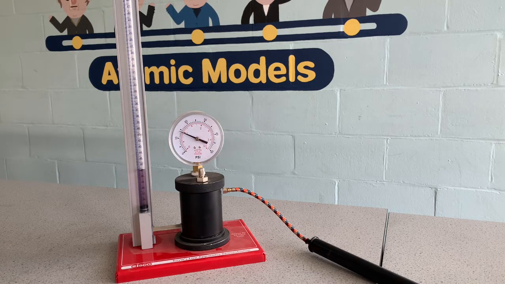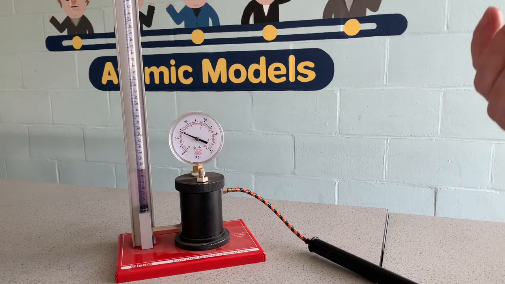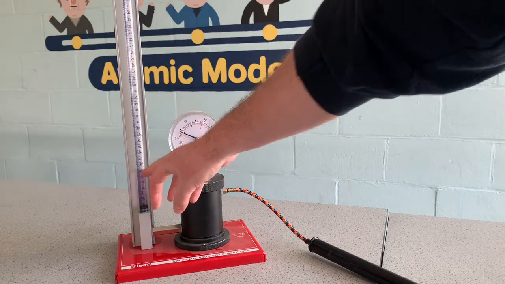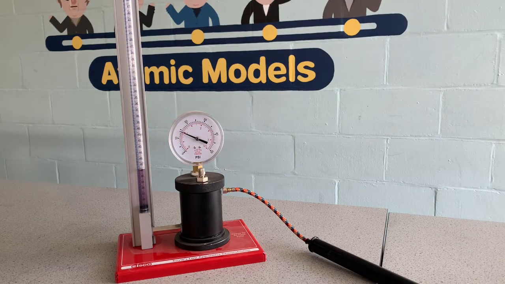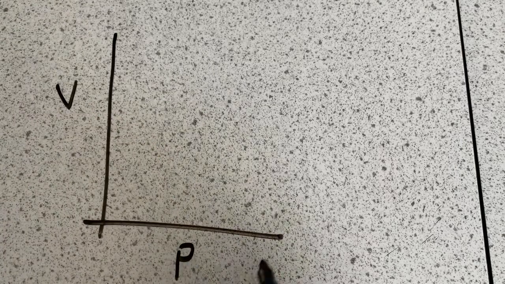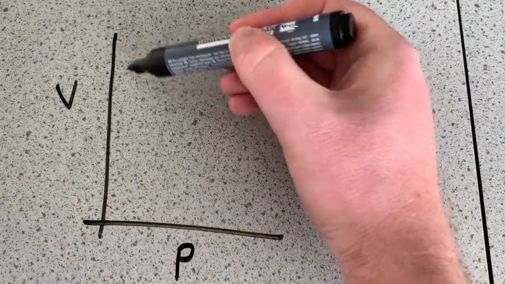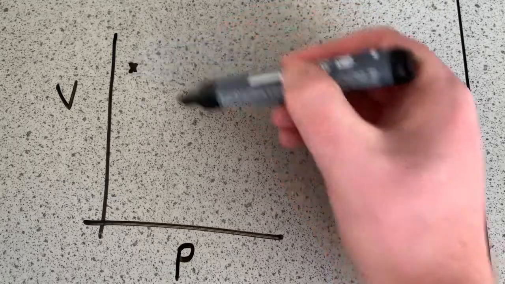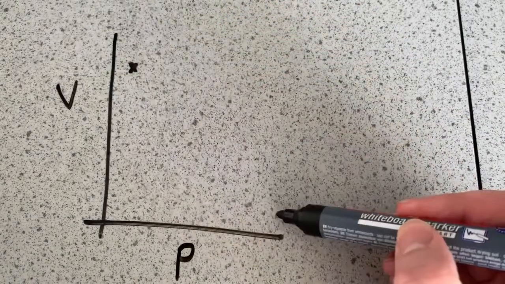What we do with Boyle's law apparatus is we're trying to verify the fact that pressure times volume does give us a constant. So we will change the pressure and measure the volume, and then we can plot a graph of volume against pressure. A graph of volume against pressure should be a curve. So we've got volume on here, and pressure along here. We know that for a large volume, you've got a small pressure, and for a small volume, you've got a higher pressure.